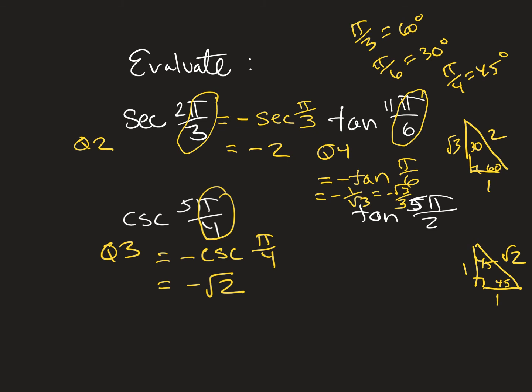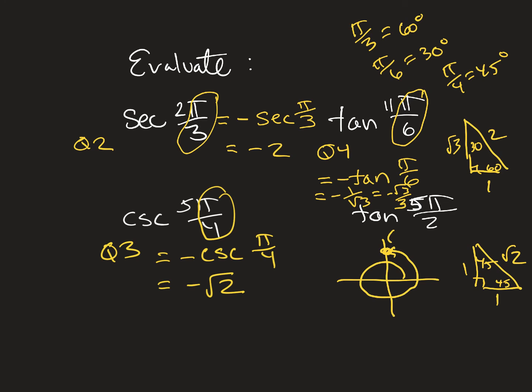Okay, tangent of 5 pi over 2. Well, 4 pi over 2 would be 2 pi. So I'm 1 pi over 2 more. In other words, I've gone around 1 revolution and then I'm at pi over 2, which is 90. So we're not talking about a reference angle here. We're talking about a quadrantal angle. So I'm up at 90 or pi over 2.